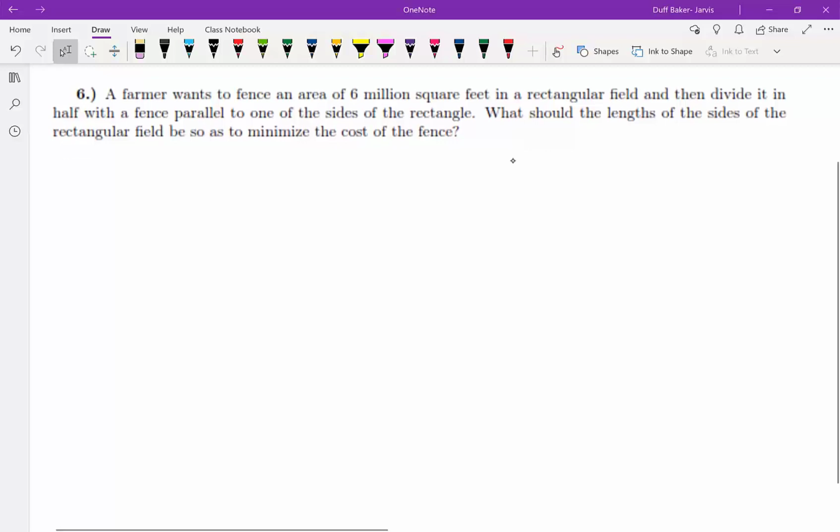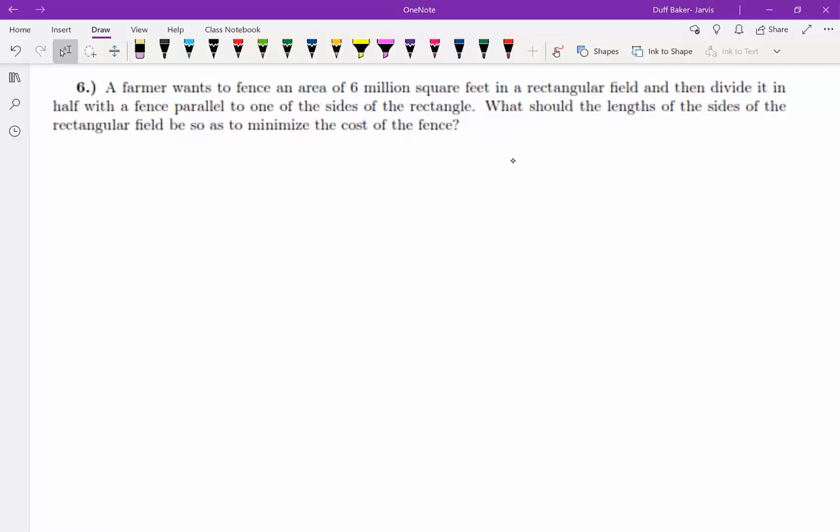Okay, so how would I go about this one? What I would first recognize is that they're trying to minimize the cost. And really what you're paying for there is, you're probably paying a certain amount for each foot of length of fence, right? So you're paying per length of fence. And so to minimize the cost, we really want to minimize the total length of fence.